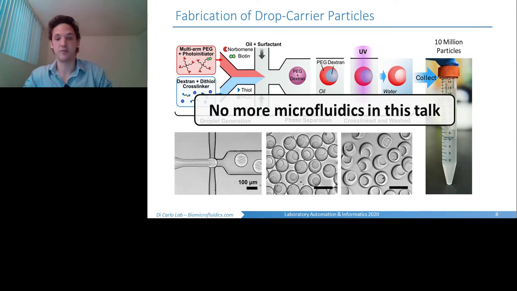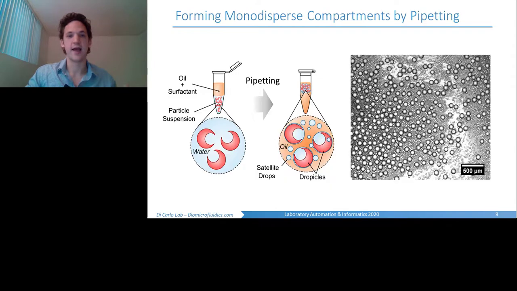And the point I want to emphasize here is that in terms of doing the assays that I will talk about further in this presentation, there will be no more microfluidics. So we are using the microfluidics up front in order to fabricate these smart biomaterials that we can then use as part of an assay that is compatible with just simple, common laboratory equipment.